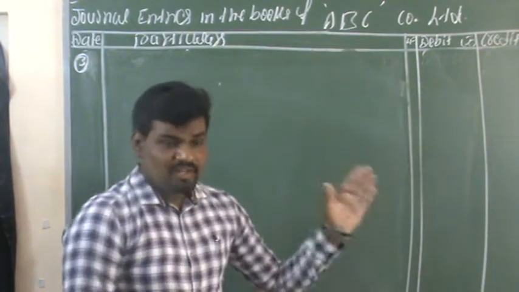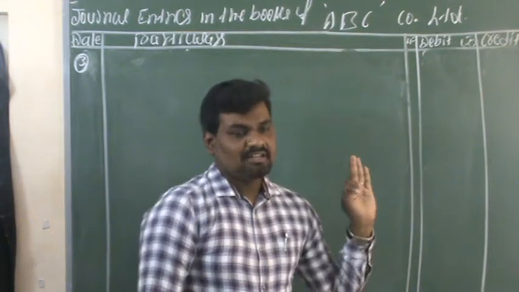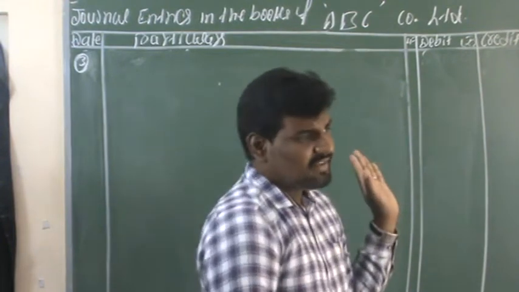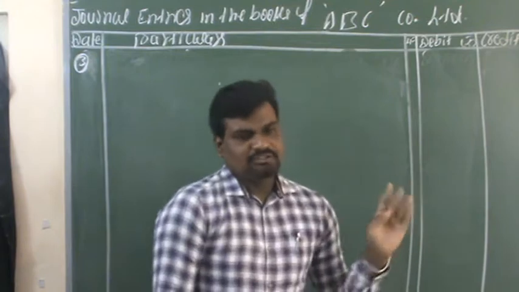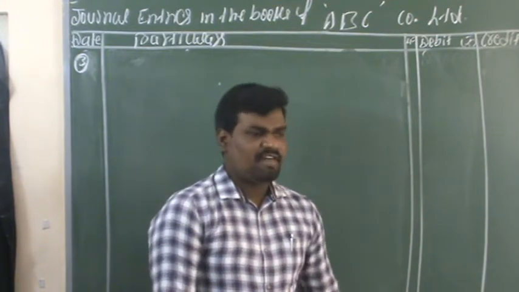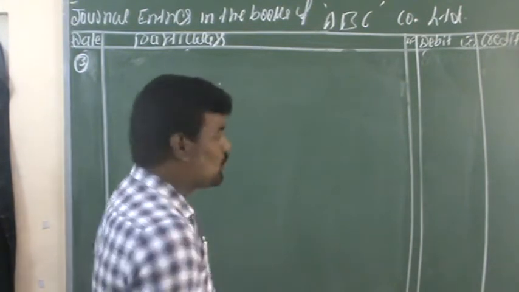So as of now, we have completed the application process. The next one is the allotment. For the allotment, first, the amount due. For the allotment money due, the first entry is share allotment account debit.